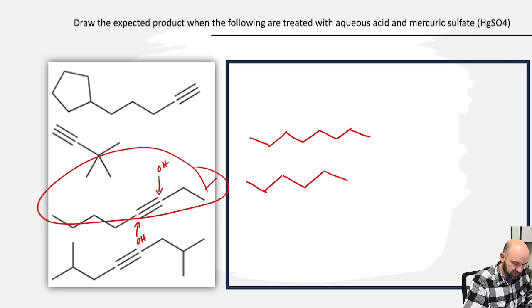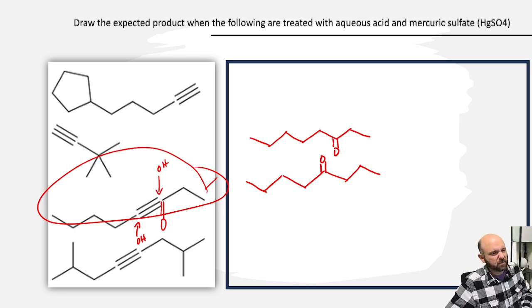So if we draw a couple of 8 carbon chains, in one of the products, we should have a double bond O on the third carbon, and in another one, we should have it on the fourth carbon. So one of our products would look like this, and one of our products would look like that. And so that might not be a very useful reaction because we would get a mixture of products.